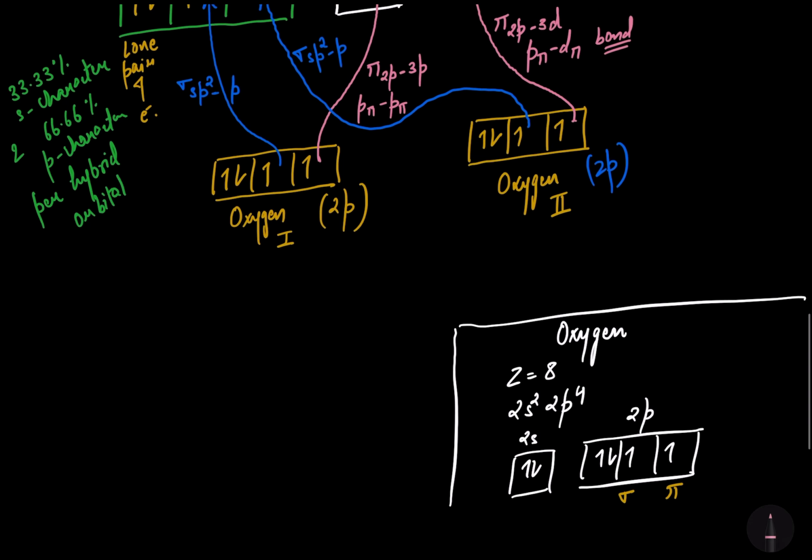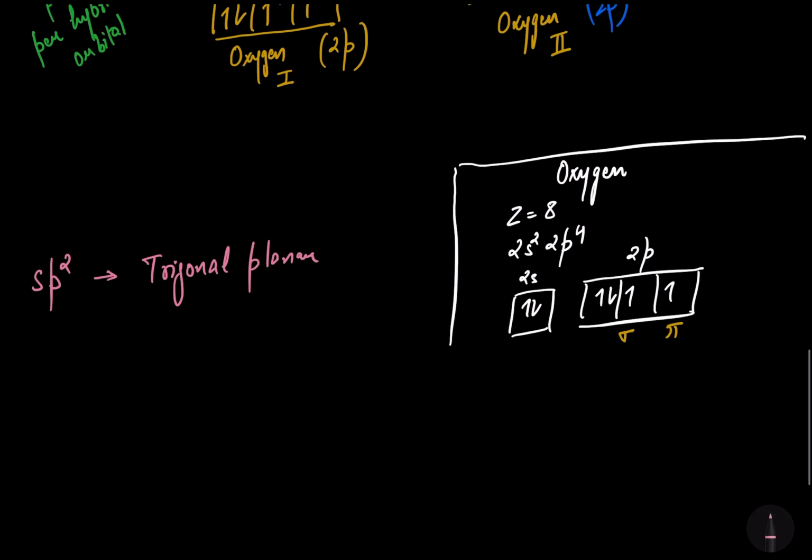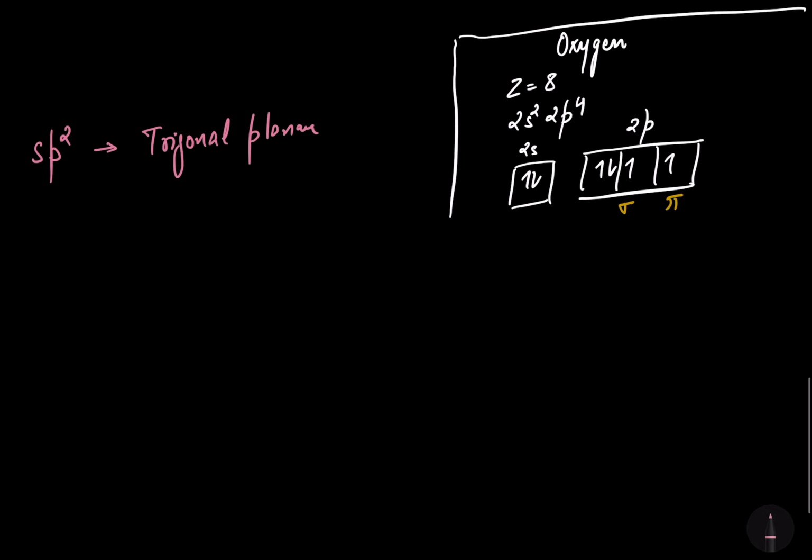So now let's make the structure. As we all know, this is sp2 hybridization, whose structure is trigonal planar. But in this case, we are having the lone pair, so this name will be changed. So first of all, let's make the structure. We are having the sulfur, out of which one sp2 hybrid orbital is having the lone pair of electrons. That's the sp2 hybrid orbital, which is having the lone pair of electrons.